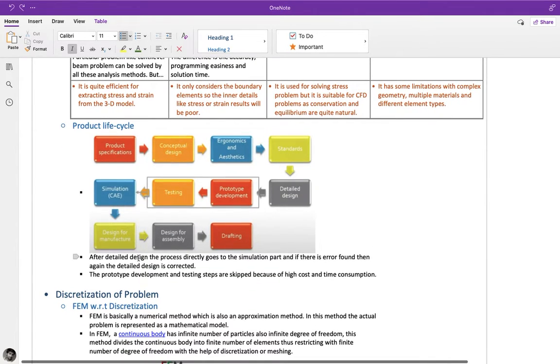That means after detailed design, the process goes directly to the simulation part, and if an error is found, then the detailed design is corrected again. The prototype development and testing steps are skipped because of high cost and time consumption.